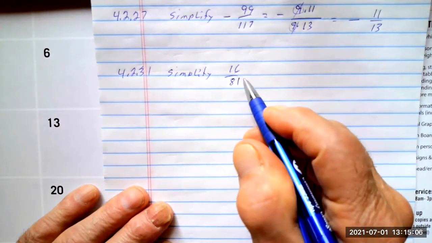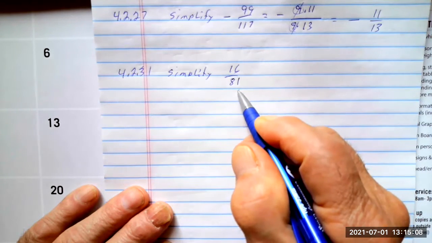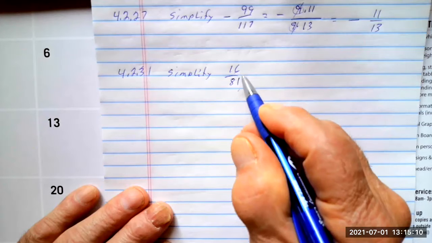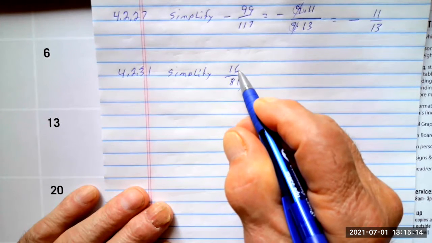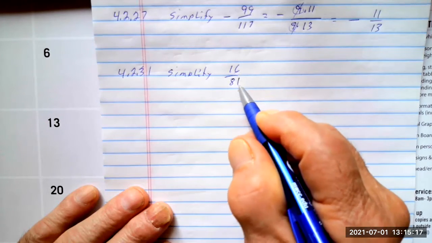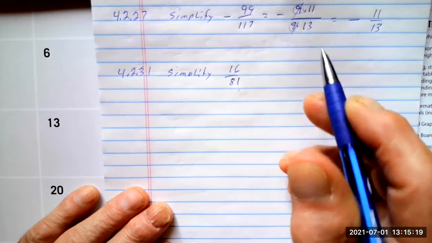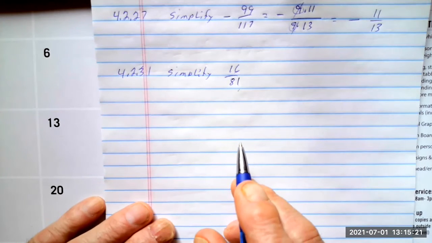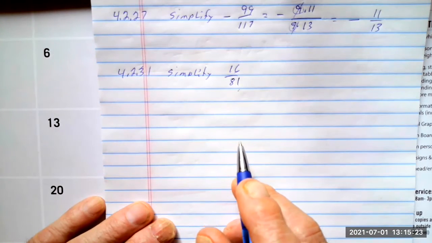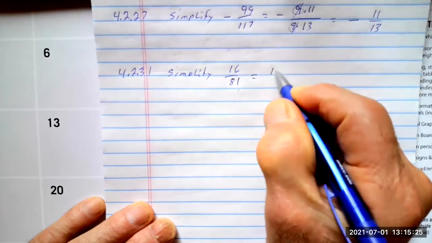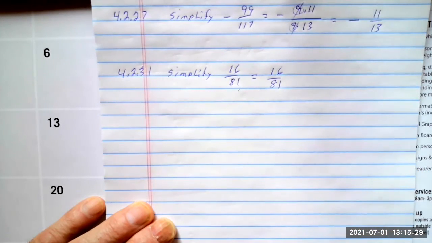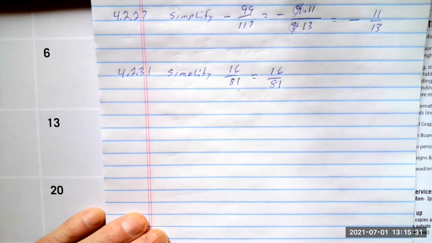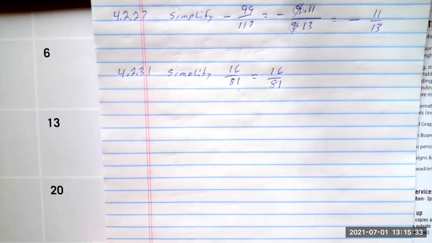Next problem. We want to simplify 16 over 81. 16 is an even number, 81 is an odd number. The only factor of 16 is basically 2. 2 does not go into 81. So there's no way of reducing this, but we have to write an answer. Write the fraction in simplest form. It is actually the same answer, 16 over 81. But that bothers people, that it doesn't reduce any further.